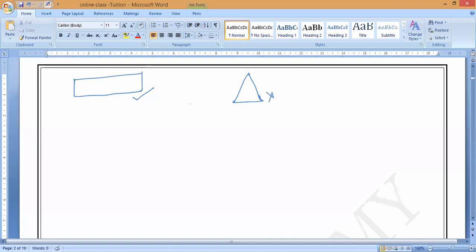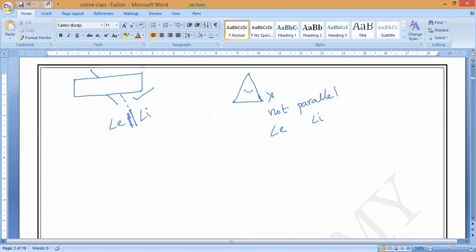Because the refraction through a glass slab, the emergent ray, we have already studied: the emergent ray is parallel to the incident ray. But in refraction through a glass prism, the emergent ray is not parallel to the incident ray. Here, the emergent ray is parallel to the incident ray. That is what you should remember. So the emergent ray in a glass prism is not parallel to the incident ray of light.